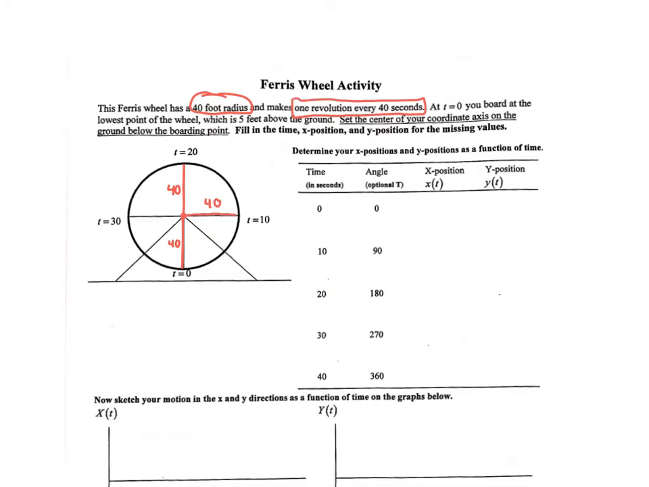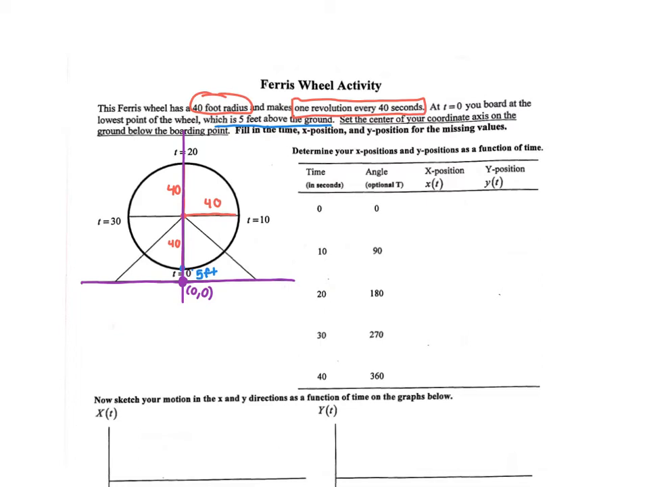At t equals 0, you board on the lowest point of the wheel. So t equals 0, our boarding point is going to be right here. However, it does say that this is 5 feet above the ground. So the distance from here to here is actually a distance of 5 feet. Obviously, we're not on the ground at the moment. Now, it says set the center of our coordinate axis on the ground below the boarding point. So if we envision an xy axis on here, we're going to position 0, 0 right here, right below the boarding point.